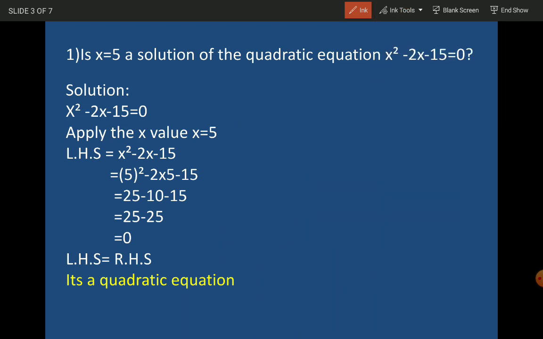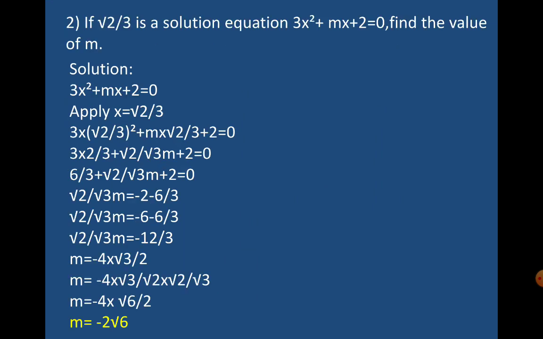Then the next sum, we can solve the next sum. The second question they have given: if root 2 by 3 is a solution of the equation 3x square plus mx plus 2 equal to 0, find the value of m. They have given the x value. We have to apply the x value in the equation and find the m value. We want to find the m value.